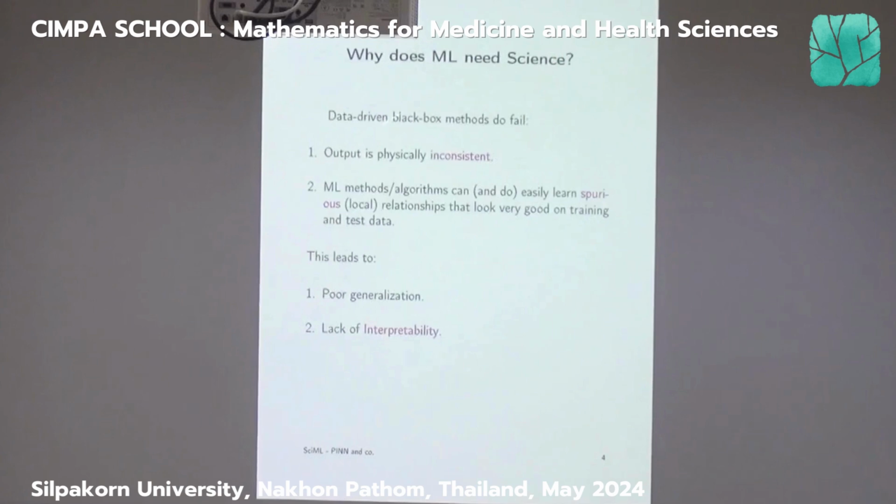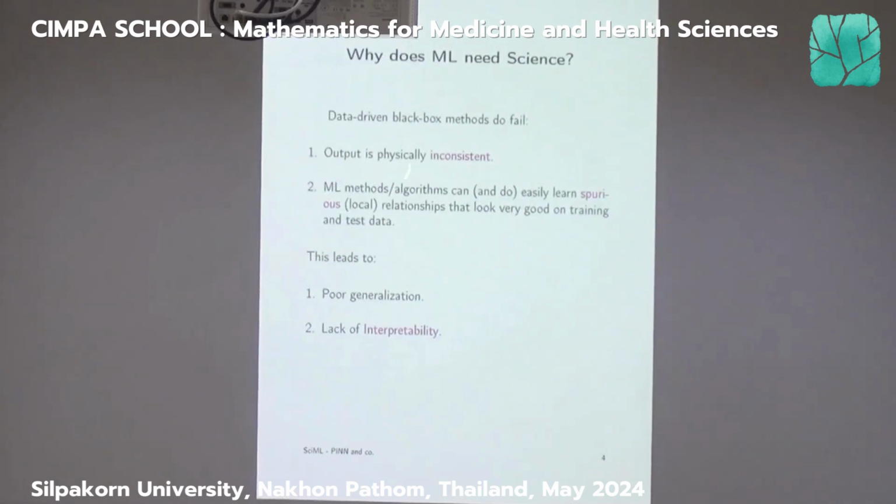Because black box methods cannot be trusted, right? Very often we can get an output that can be physically inconsistent. I mean, you can minimize. I can minimize this thing quite easily, but it doesn't mean that the solution that the machine learning is giving me is necessarily physically consistent. So we just want to ensure that it's physically consistent. And then we have some interpretability.